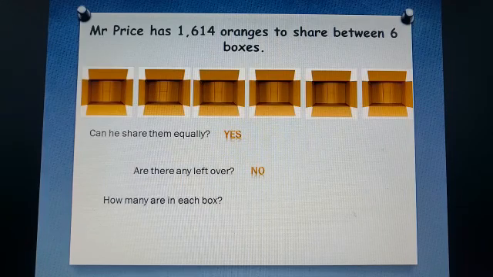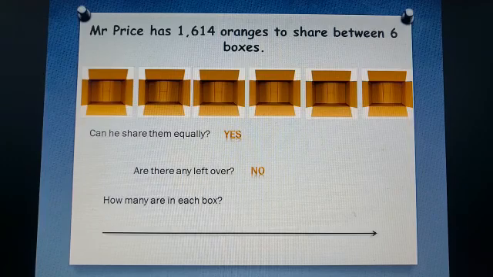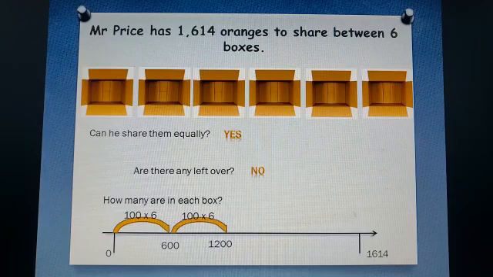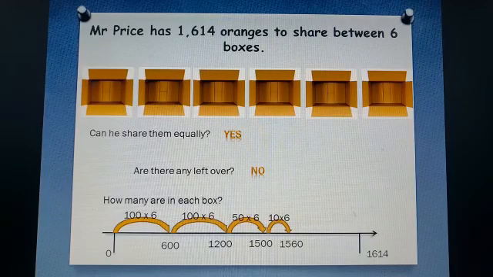Let's have a look at this one. So how many are going to be in each box? I'm going to use a number line to divide 1,614 by 6 using things I already know. I know 100 times 6 is 600. I'm going to use all the multiplications that I know to help me across my number line until I get to the number 1,614, just like I've showed you in our past lessons.